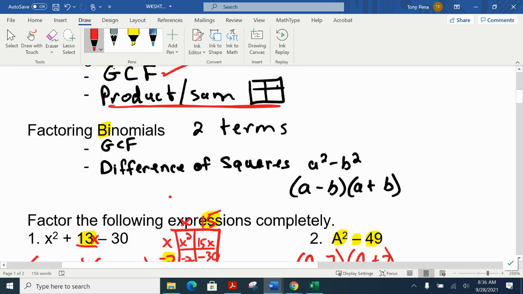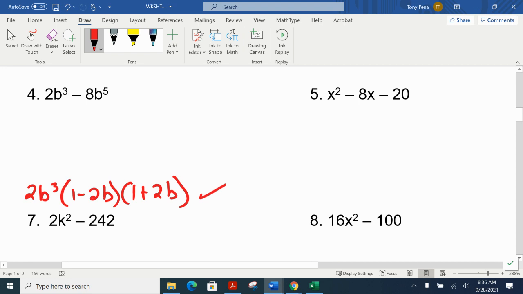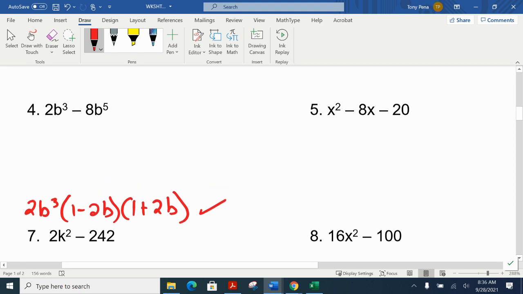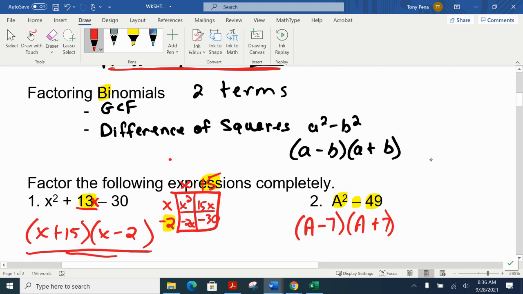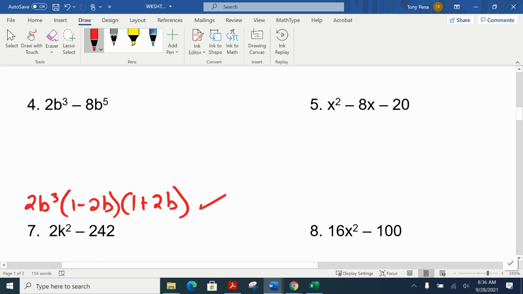But again, as long as we follow our steps up here, okay, how many terms we got? We got one term, we have two terms. So that is a binomial. Here's the only two methods we know for binomials. First, identify if there is a GCF. So just follow these steps. Is there a GCF here?